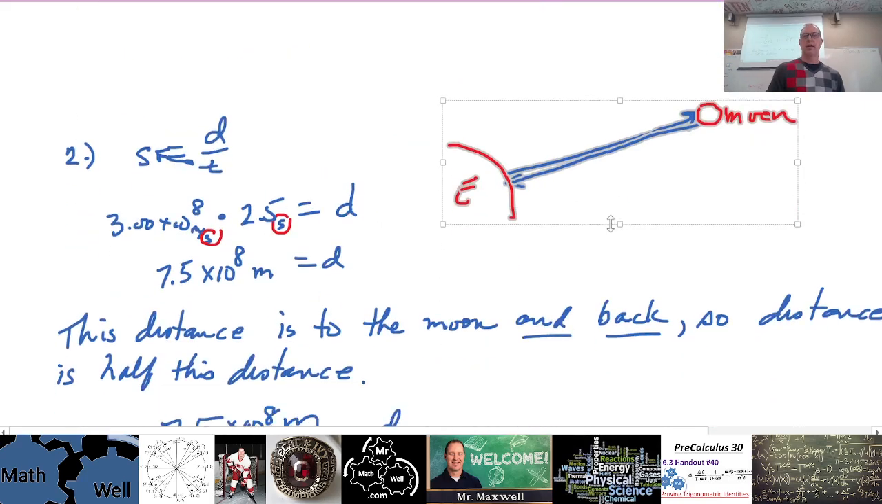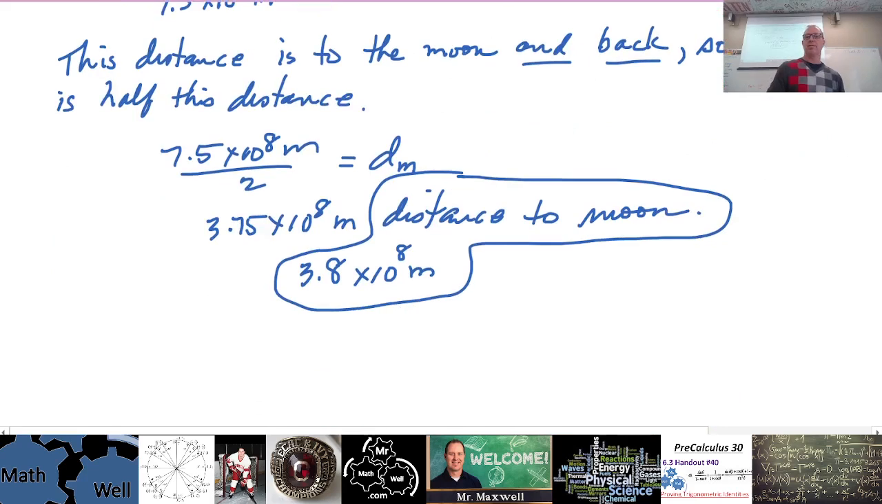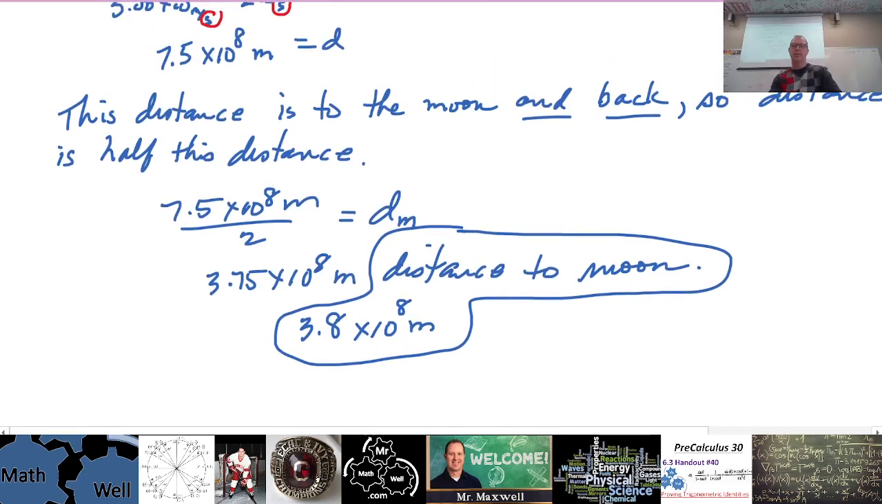And for number 2, again, the total distance of 7.5 times 10 to the 8 meters in this question factors into the fact that the light is traveling to the moon and back, so you have to halve that distance to get the distance from the Earth to the moon. Okay, for 1 and 2, any questions? Any more questions about that?